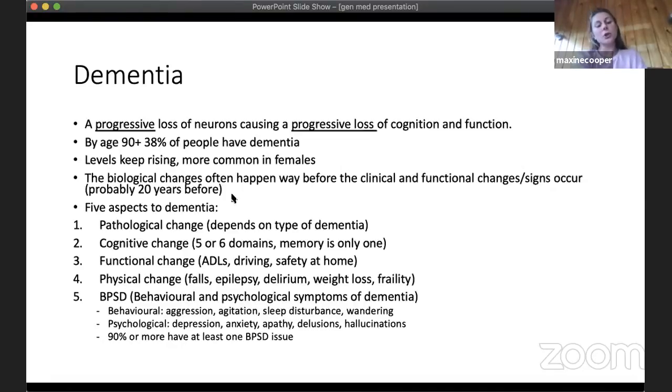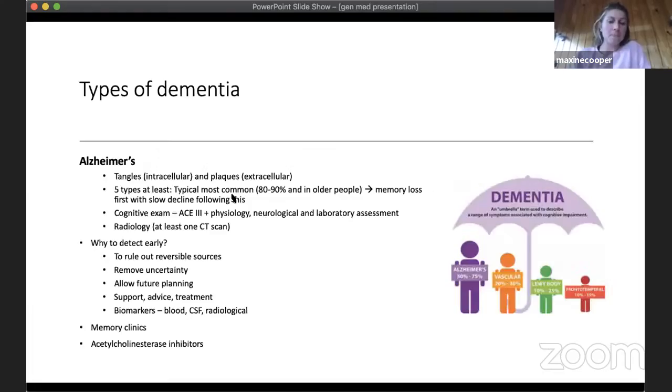Whereas your psychological is your things such as your depression, your anxiety, your apathy, and then maybe even delusions and hallucinations as well. So just really important to be aware that there's a lot of different areas of dementia. Okay. So types of dementia. It is important in some cases to know the differences between these.